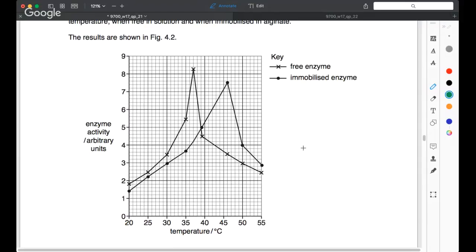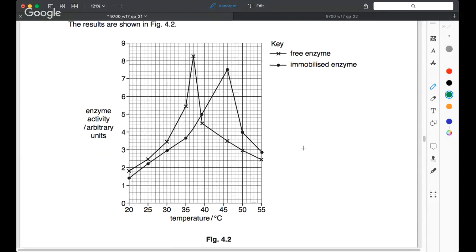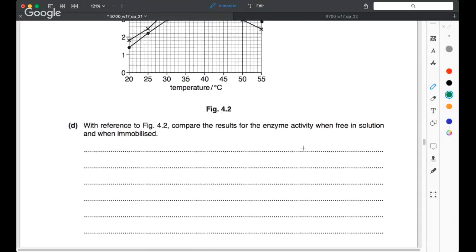If you want to go into the minute detail, you would get the marks if you start talking about the gradients, but because it's not that relevant to the experiment, what is relevant is saying that at temperatures below 40 degrees, the free enzyme always had higher activity, whilst at temperatures over 40 degrees, the immobilized enzyme's activity is higher. But there are so many marks there for only 4 points.